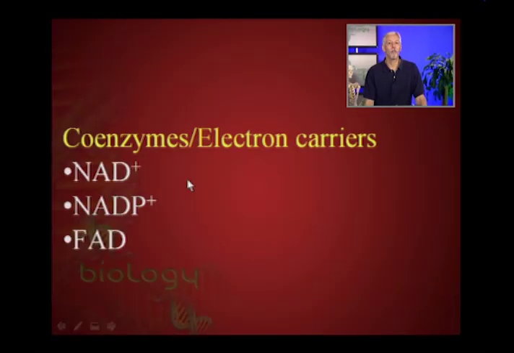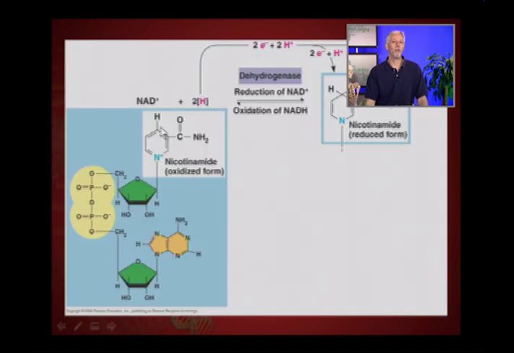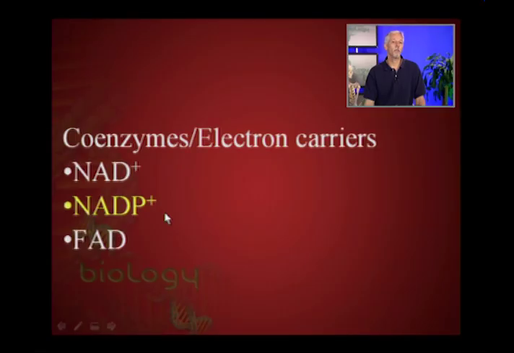We will be particularly interested in three coenzymes over the next couple of modules. One of these is called NAD, which stands for nicotinamide adenine dinucleotide. This is the structure of NAD, just so you can see it's a very complex molecule. You don't really need to know that structure, but it gives you a sense of the complexity of the molecule. Another will be NADP, nicotinamide adenine dinucleotide phosphate. A third electron carrier of importance to us is FAD, flavin adenine dinucleotide.